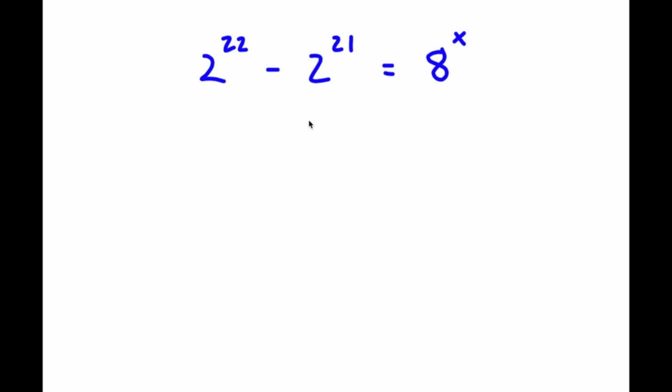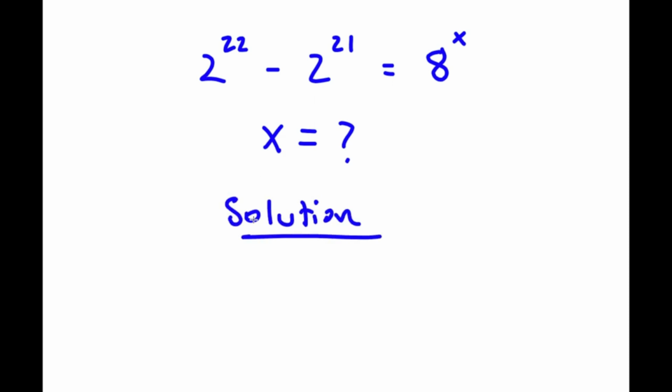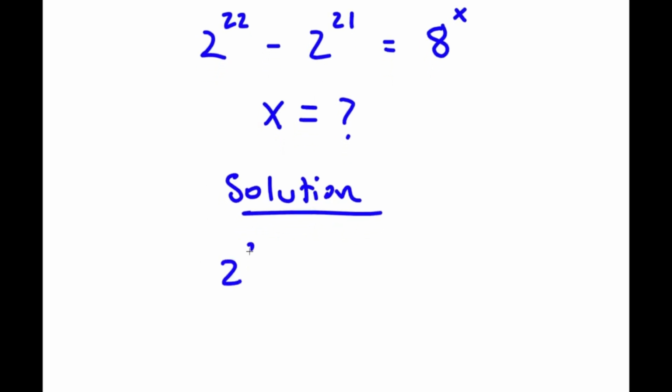Alright, so in this problem, I have 2 to the power of 22 minus 2 to the power of 21 is equal to 8 to the power of x. I know at first glance, this problem looks pretty complicated. However, it's actually easier than you might think it is. For this problem, I'm solving for the value of x. So for my solution, first start with 2 to the power of 22 minus 2 to the power of 21 is equal to 8 to the power of x.